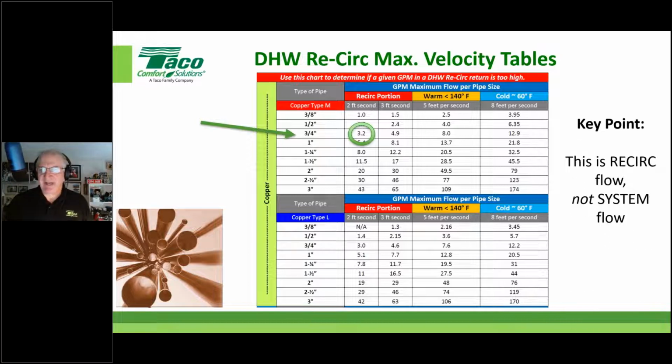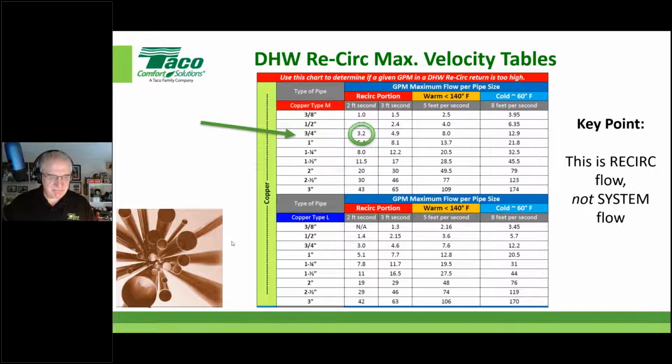And again, I just have to point out, I want to say it again, this is the recirc flow, not the system flow. The system flow through the piping is going to be what the fixtures need. Okay, the fixtures are going to get the flow they need. I'm just talking about the section of pipe from that farthest fixture back to the mechanical room if we do have a dedicated return line. All right. I want to make sure that makes sense.